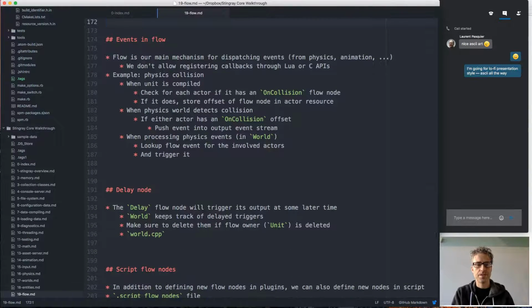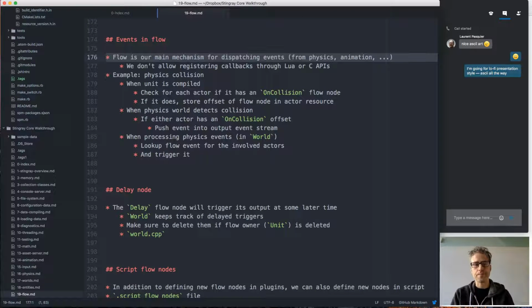So I want to say a little bit about events, and this is not specifically about flow events, about events in the engine in general. As I talked about before, we have events coming from physics, we have events coming from animation, like trigger events in the animation, collision events in the physics. And we've decided in the engine that flow should be our main mechanism for dispatching these events.